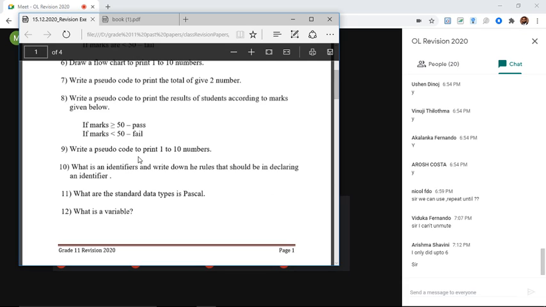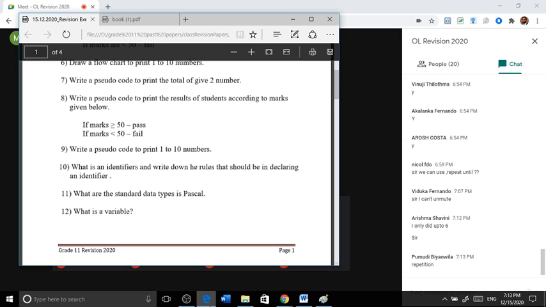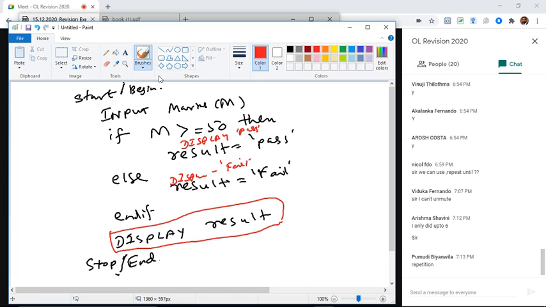Right. Now they are asking, write pseudocode to print 1 to 10. What do you know about that? Whether it's a sequence, selection or repetition. Tell me, Arishma. Repetition. Okay. Right, that is a repetition.